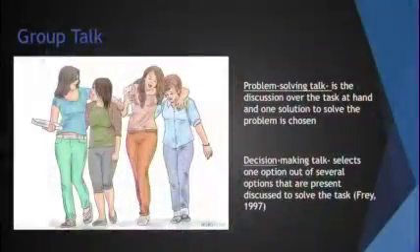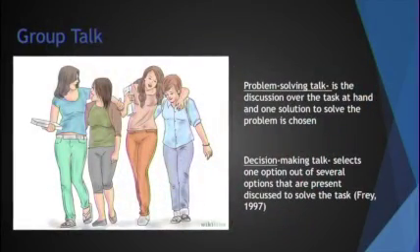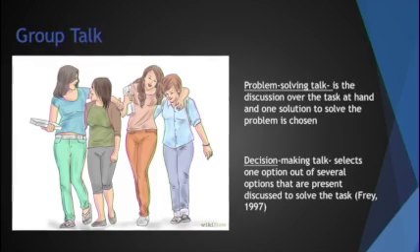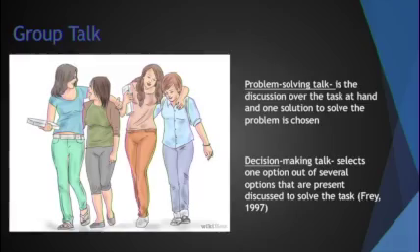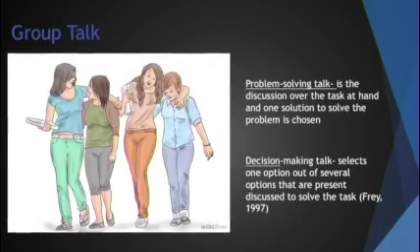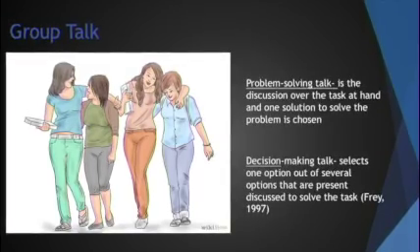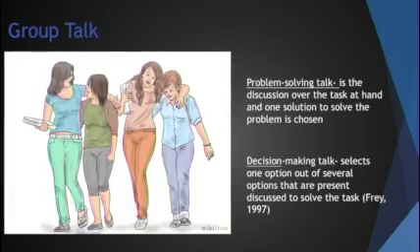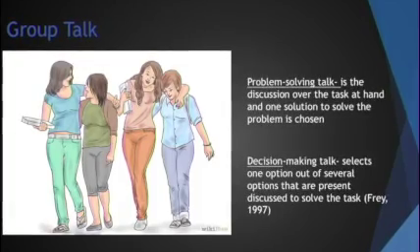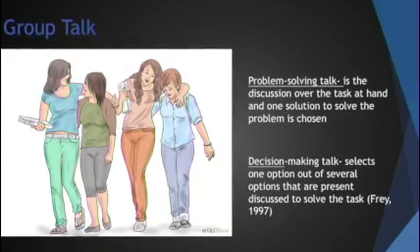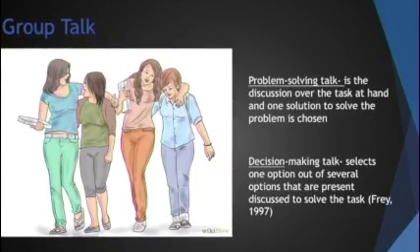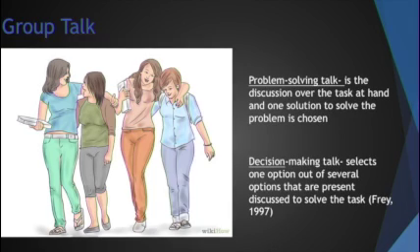The sixth and final characteristic of small group communication is group talk, which is the types of communication your group members engage in. Small groups will spend most of their time engaging in problem-solving talk and decision-making talk. Problem-solving talk is a discussion over the task at hand, and one solution to solve the problem is chosen. Decision-making talk selects one option out of several options that are discussed to solve the task.